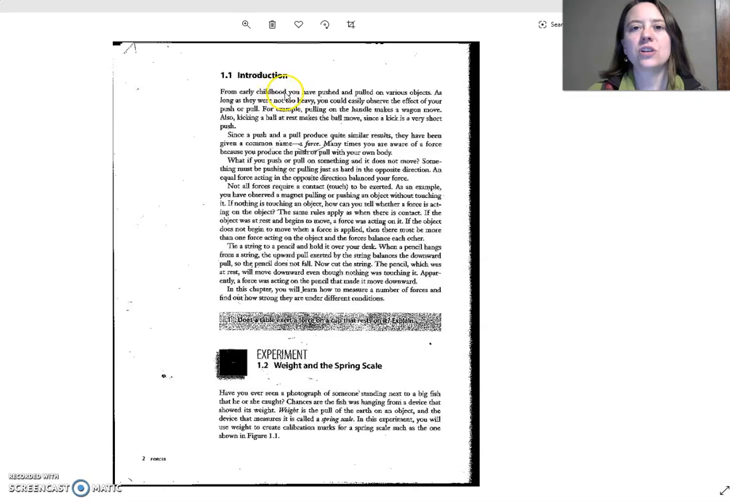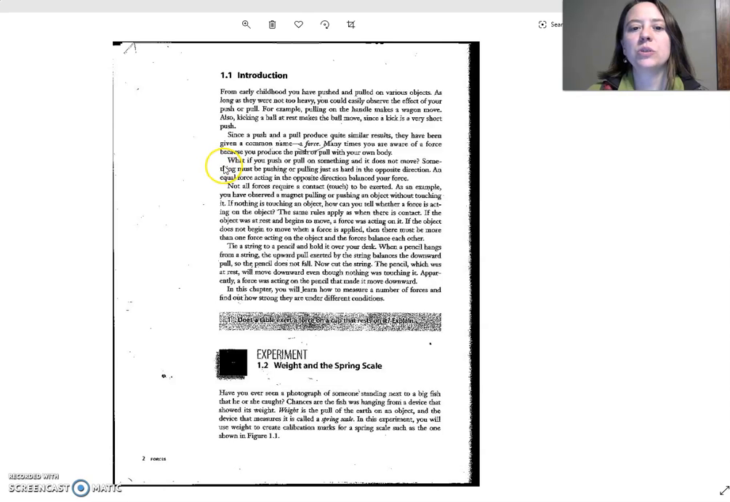So 1.1 is an introduction on forces. From early childhood on, you have pushed and pulled on various objects. As long as they were not too heavy, you could easily observe the effect of your push or pull. For example, pulling on the handle makes a wagon move. Also, kicking a ball at rest makes the ball move, since a kick is a very short push. Since a push and a pull both produce quite similar results, they have been given a common name, a force. Many times you are aware of a force because you produce a push or a pull with your own body. Please take a moment and do your digital post-it note.